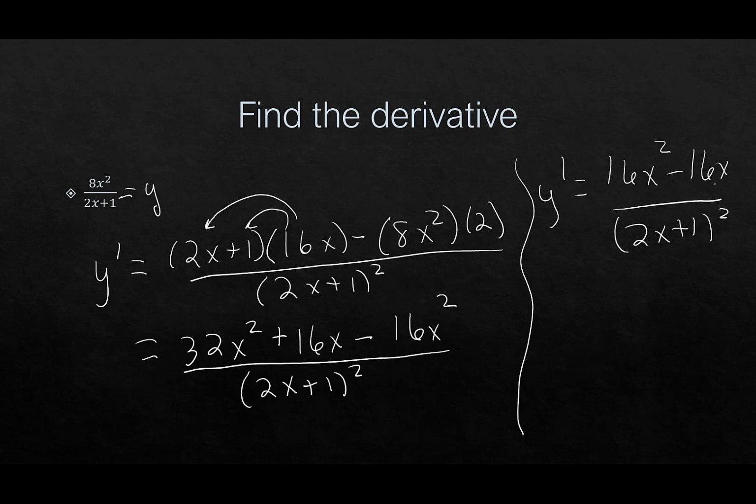Now this is fine. You can leave it like this. If you wanted to, you could factor out a 16x, which would give you x minus 1. This is not necessary, but I want you to see it just as a here's what's going to come later. Eventually we're going to want to factor these, set them equal to 0, but for now I'm just happy to teach you this new rule, that is the quotient rule.